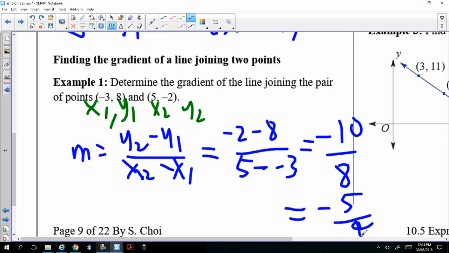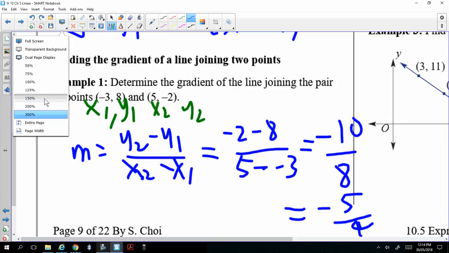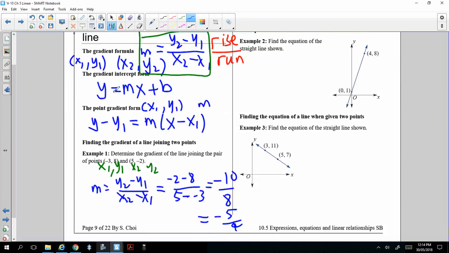Okay, after we calculate the gradient, we're going to find the equation of lines given the graph. So the graph is drawn for you, we need to find the equation. On the previous exercise, given the equation, we drew the graph. This one, given the graph, we find the equation.